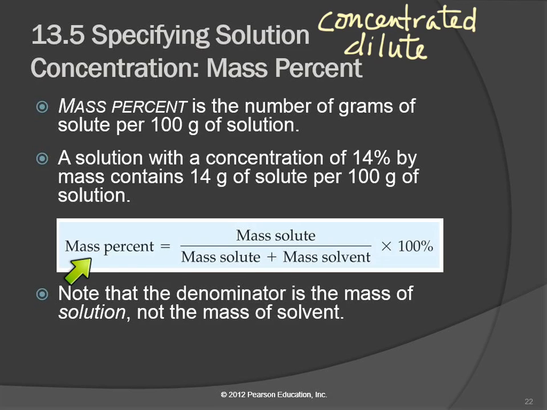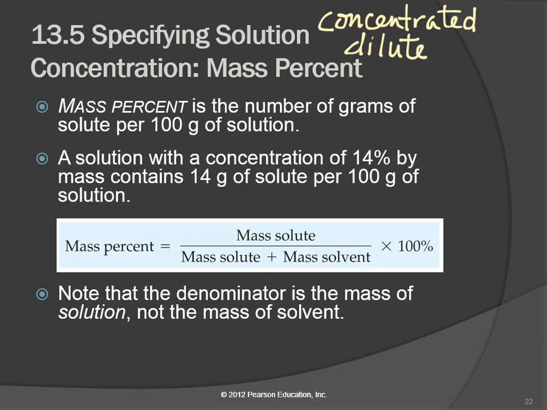So this follows the pattern of the part over the whole. The part is the mass of the solute. The whole thing is the whole solution. That's the solute and the solvent, their masses added together. So if we had a solution that's 14% by mass, that means it has 14 grams of solute per 100 grams of solution. Okay, the denominator is solution, not the mass of solvent.